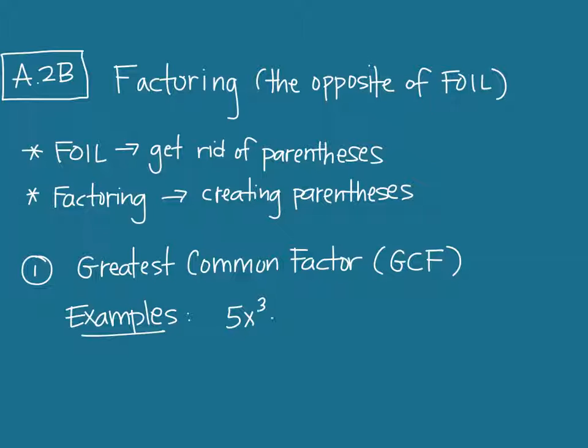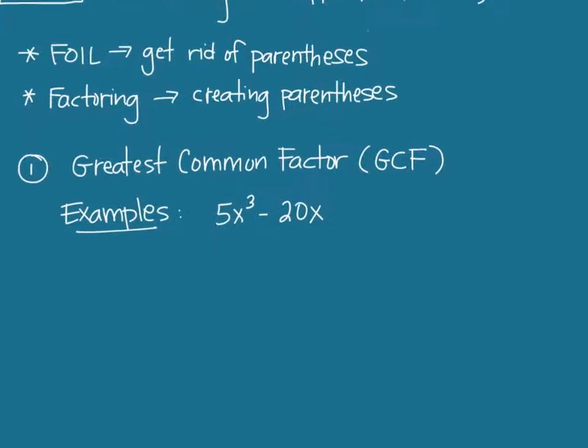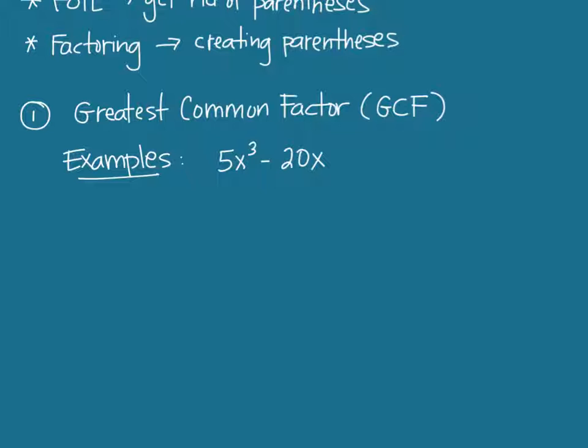So let's start with a pretty easy one. 5x to the third minus 20x. That's called a binomial because it has two terms, like a bicycle has two wheels, and so a binomial, but each of the terms has something in common with each other. So what do these two things share? A 5. What else? An x. Is that the most they share? Okay, a 5 and an x.